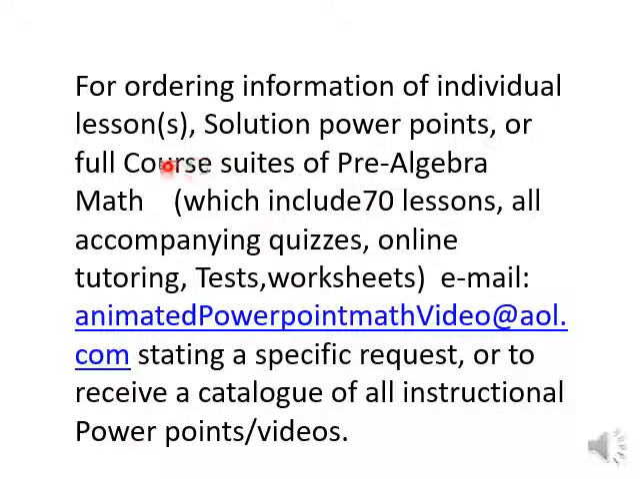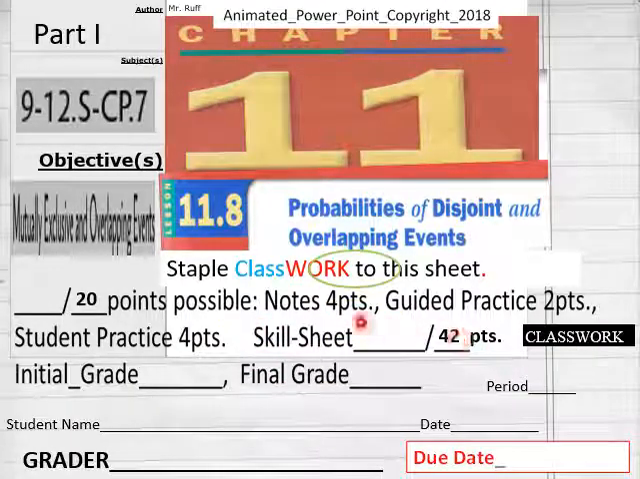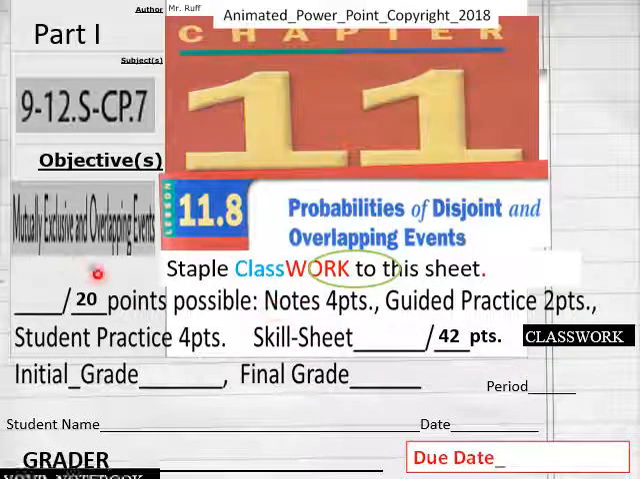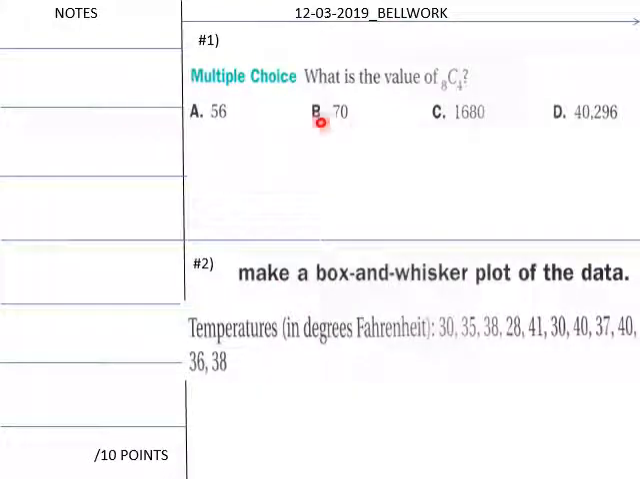Hello everybody, getting ready to do lesson 11.8 of Pre-Algebra Math, Part 1. Today's lesson has a 42-point classwork sheet and then a 20-point notebook sheet. Mutually exclusive and overlapping events, probabilities of disjoint and overlapping events, Part 1.